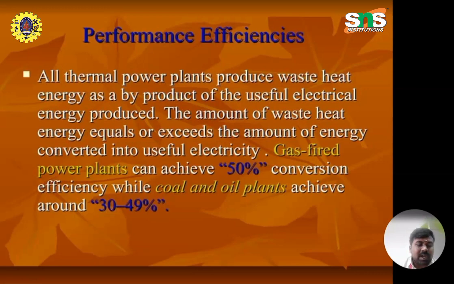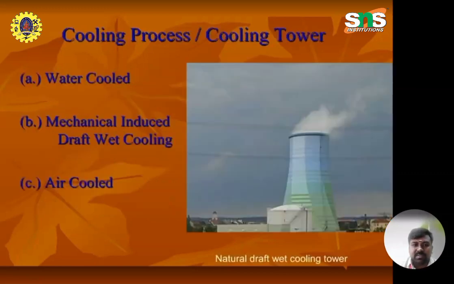Performance efficiencies. All the steam or thermal power plants produce waste heat energy as a byproduct of the useful electric energy produced. The amount of waste heat energy equals or exceeds the amount of energy converted into useful electricity. Gas-fired power plants can achieve 50% conversion efficiency, while coal and oil plants achieve around 30 to 49% efficiency. For cooling purposes in power plants, cooling towers are used.